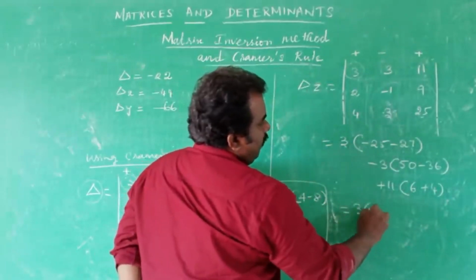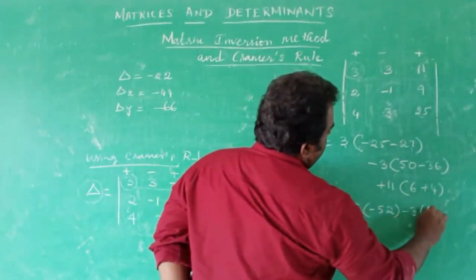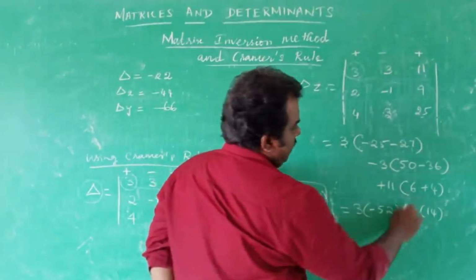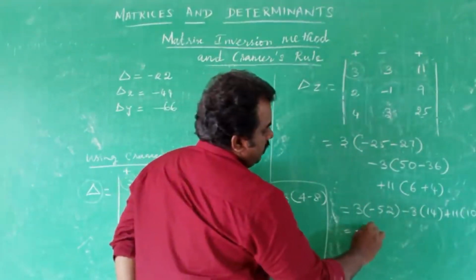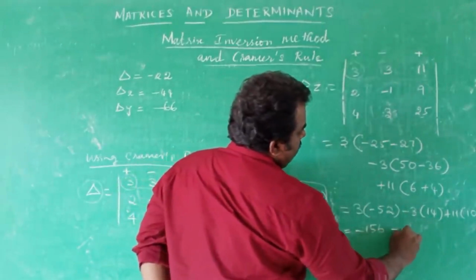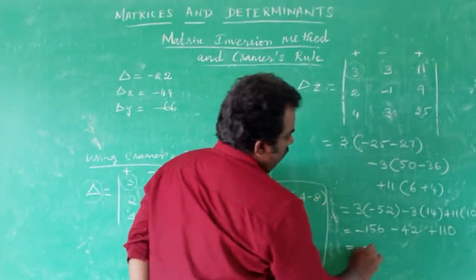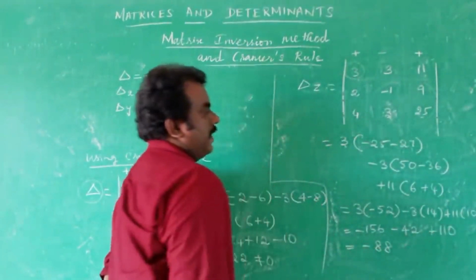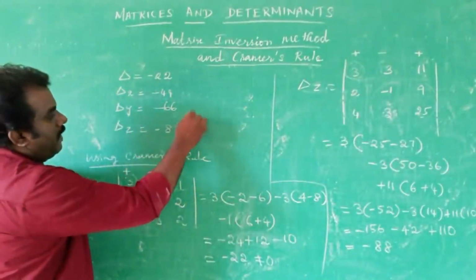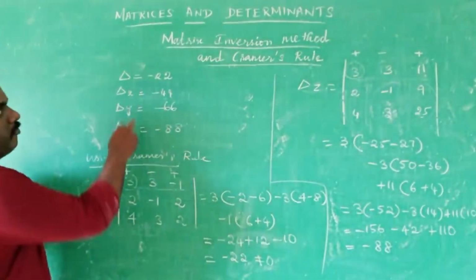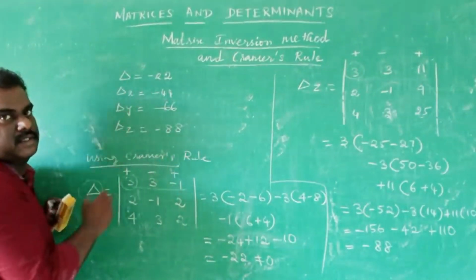So this can be written as 3 of minus 52 minus 3 of 50 minus 36, 14. The next plus 11 of 10. So this is minus 156, this is minus 42, plus 110. Now solve this, we can get minus 88. And next the value of del suffix z is equal to minus 88. Now we found the values of delta, del suffix x, del suffix y, del suffix z.